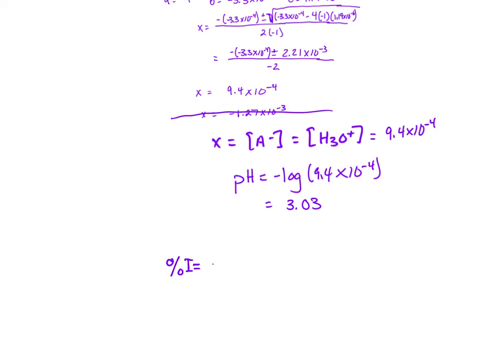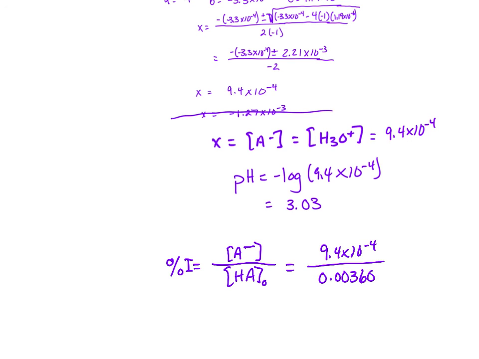And we could also find the percent ionization, and that's going to be equal to the concentration of A minus at equilibrium over the initial concentration of HA. And we're going to get 9.4 times 10 to the minus 4 over 0.00360, and that's equal to 26%. Oh, times 100, don't forget. I always forget. Okay.